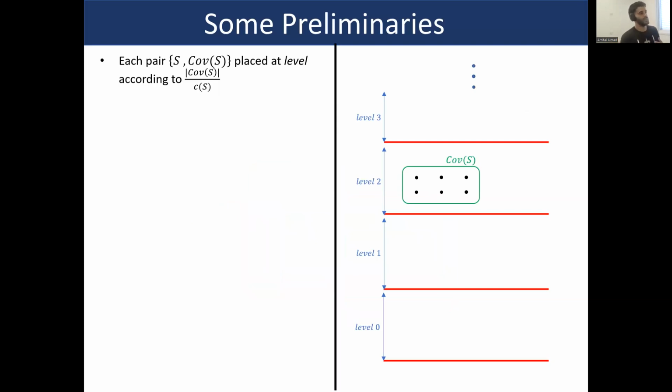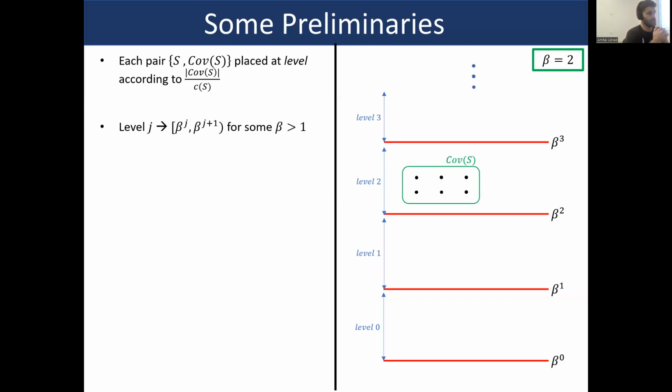Okay, so each pair will be placed at a level according to the ratio of the size of cov S over C S. Now, notice that this ratio is exactly what we want to maximize in each iteration of the greedy algorithm, in the static case, right? We want to choose a set S such that cov S, we can think of it as the uncovered elements, right? Because each element is in exactly one cov set, so these are completely analogous.